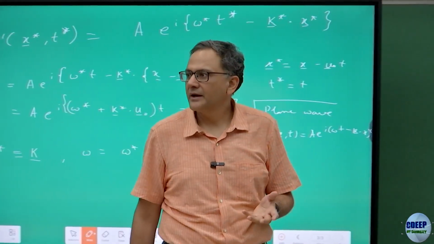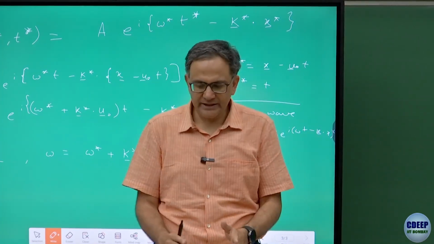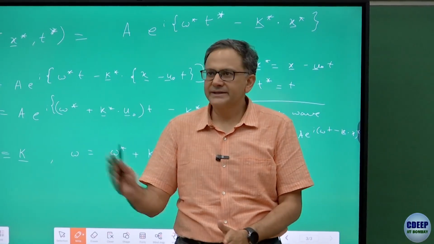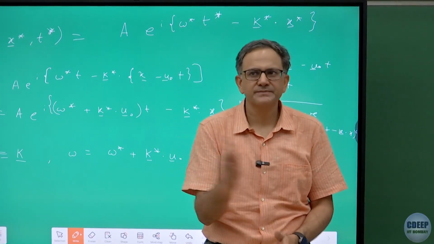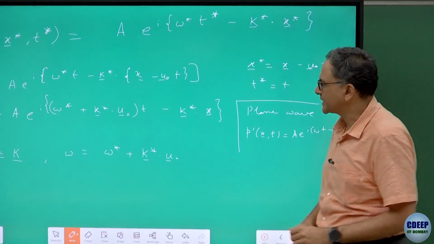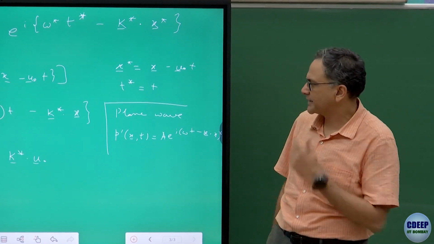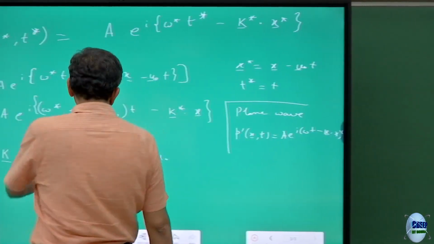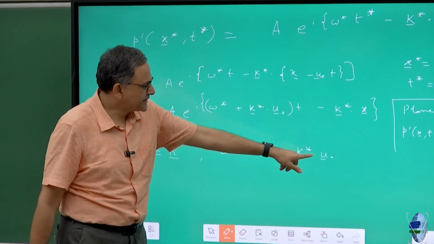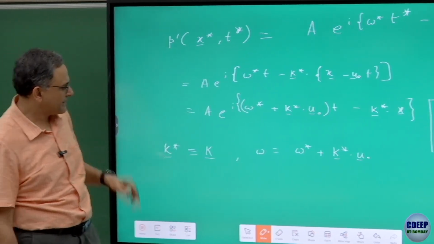Physically, I am sitting here. I am an observer. It is the rate at which wave fronts are going past me. Frequency corresponding to that, right? That is what I have defined as omega. That is what we made sense of this omega. So that is related to this omega star, but it has got an additional kappa star, which is kappa.